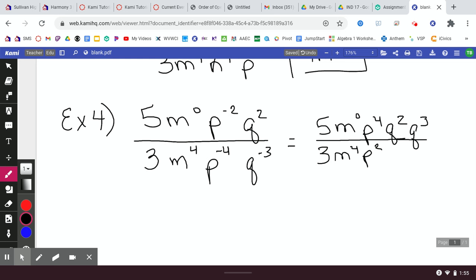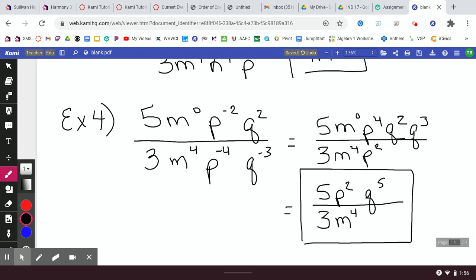Now I can simplify. I already said my 5 and my 3 don't simplify. Where do I have more m's? In the bottom. How many more do I have? 4, right? Because I don't have any in the top to cancel out. So my m's are done. Now look at my p's. Where do I have more p? Top. How many more? Okay. Now my q's. I had to move 3 of them up top. I already had 2 up top. How many do I have up top altogether? Yeah, it just gets added together. And that's your final answer.